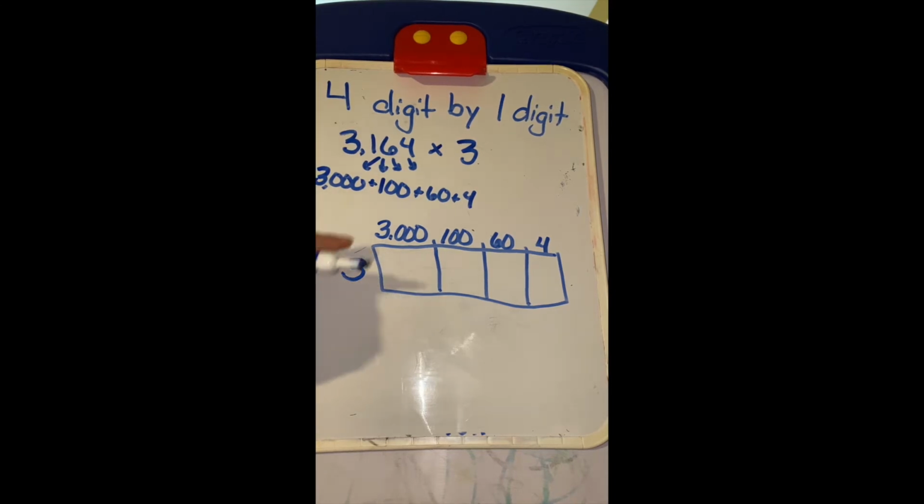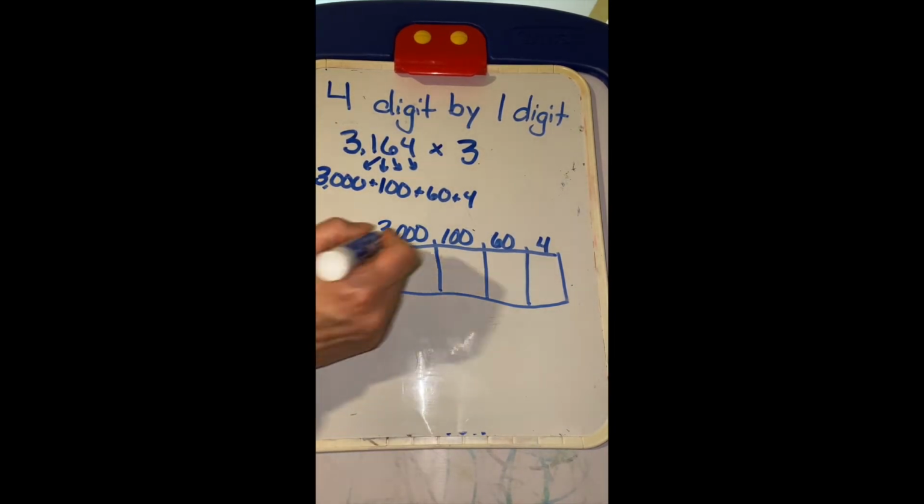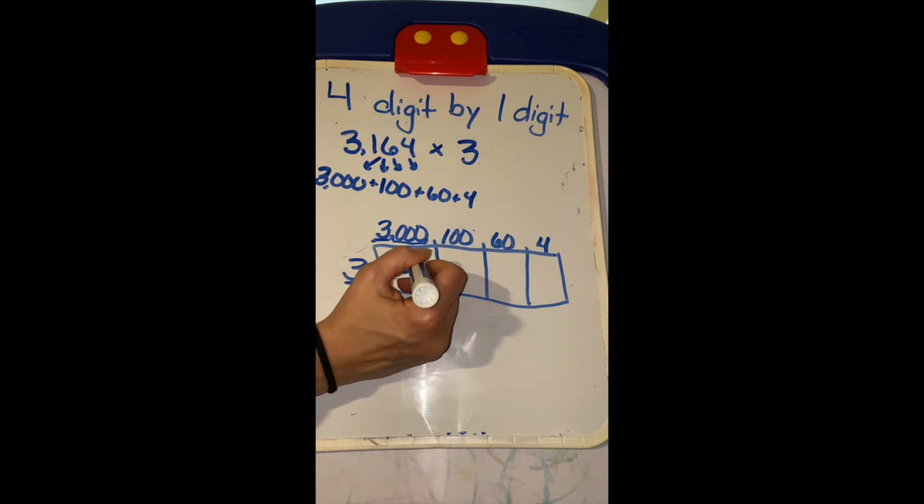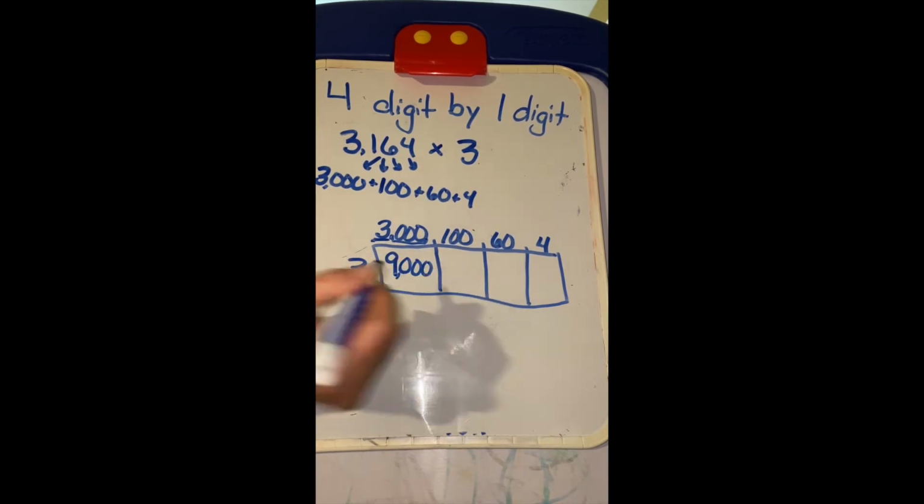Okay. So 3 times 3,000. Ooh, that's a lot. But guess what? I only need to know my big numbers. So 3 times 3, well, that is 9. Okay. Then these 3 zeros that I didn't use, I'm going to put them back. Do not forget to put them back. Okay. So 3 times 3,000, that is 9,000.